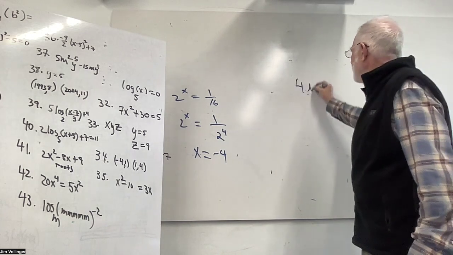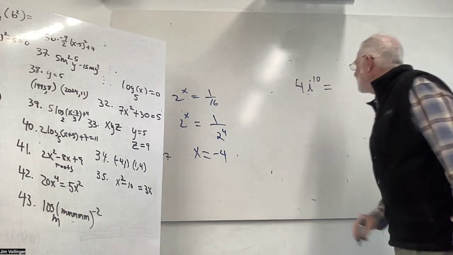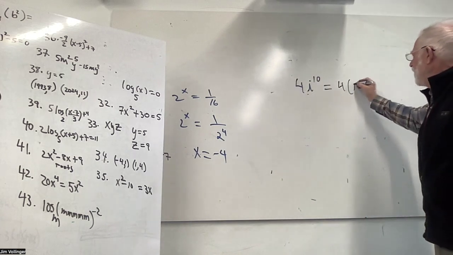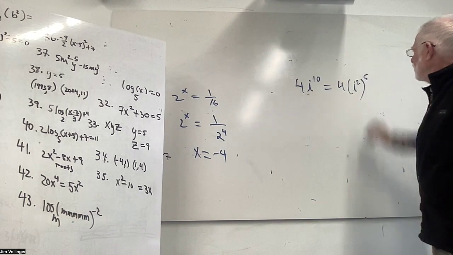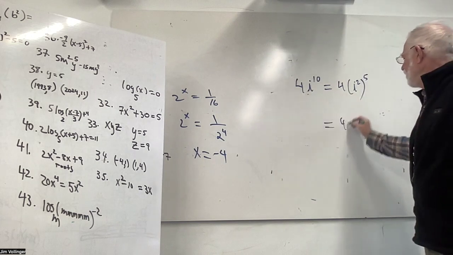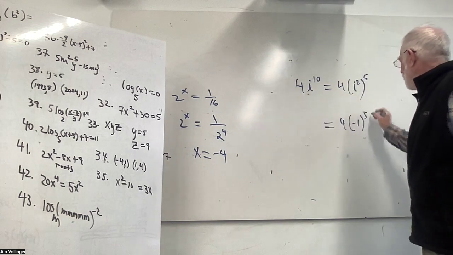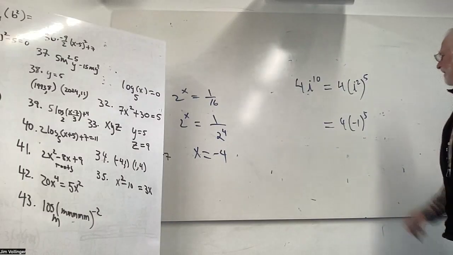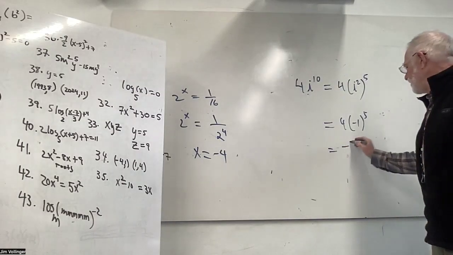Okay, so 4i to the 10th. We use i squared in my class, and it looks like we're doing that 5 times. I think it's really important that students know what -1 to the 5th is. It stays negative. So our answer is -4.